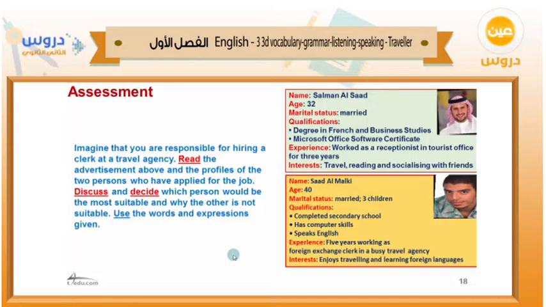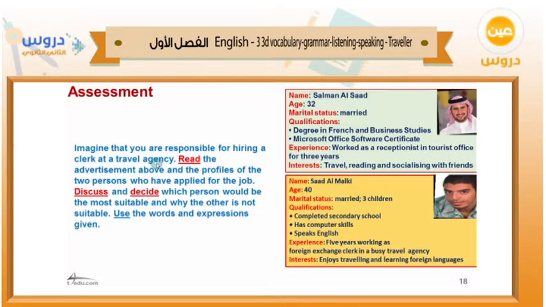Now, let's play a game. Imagine that you are a boss and you have a big company. You may play this with your friend, your sister, or your brother, and try to be the boss and practice some reading. Imagine that you are responsible for hiring a clerk at a travel agency. You are the boss, you have a big travel agency, and you want to meet people to hire them for your company.